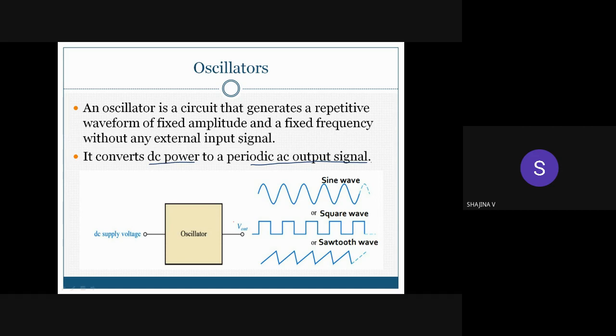Okay, so here we are representing an oscillator, that is DC supply voltage is here, output. So one more thing you have to remember, an oscillator can produce any wave shape. There may be sine wave oscillators, that is, it can produce sinusoidal waveforms or square waveform or sawtooth waveform. Any waveform can be produced by an oscillator depending upon the circuit.